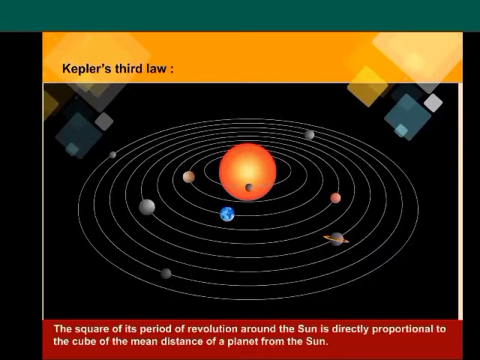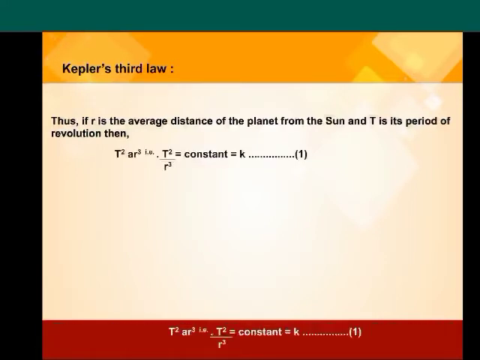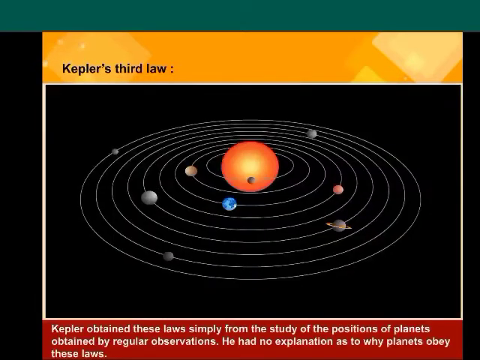Kepler's third law: The square of a planet's period of revolution around the Sun is directly proportional to the cube of its distance from the Sun. Thus, if r is the average distance of the planet from the Sun and T is its period of revolution, then T² ∝ r³, that is, T²/r³ = constant = k.